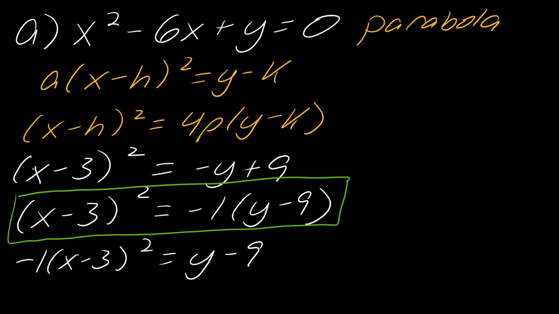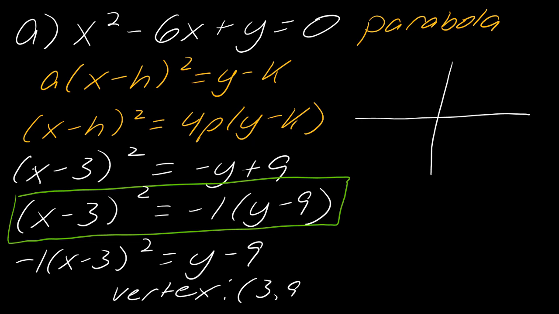So now let's think about how I can sketch this. And you can sketch this somewhat easily. Okay, the vertex in this case, what is my vertex? My vertex is going to be 3, 9. So 3, 9, let's say that's 1, 2, 3, 4, 5, 6, 7, 8, 9, 10. So 1, 2, 3, 4, 5. Okay, so here's my 3, 9.